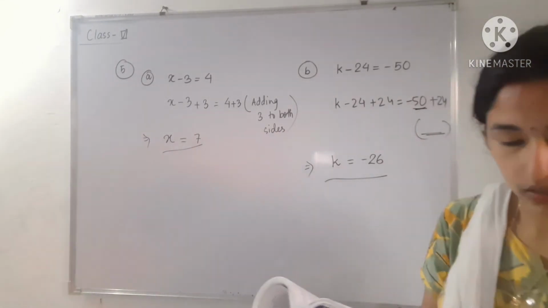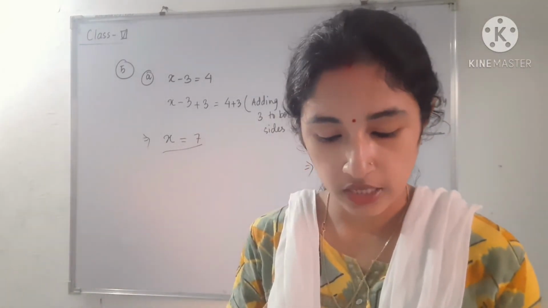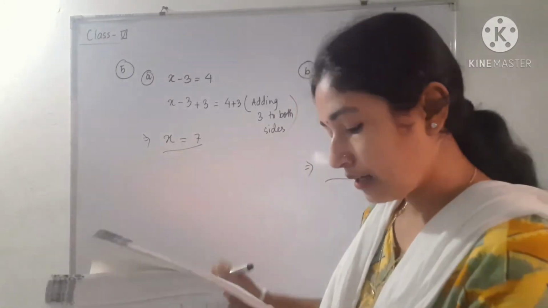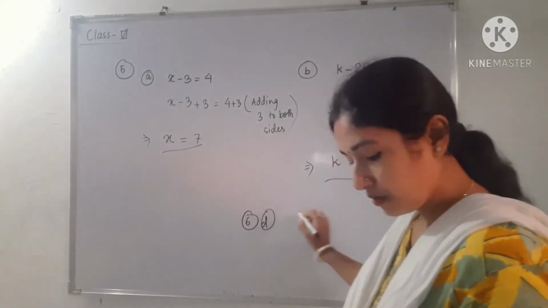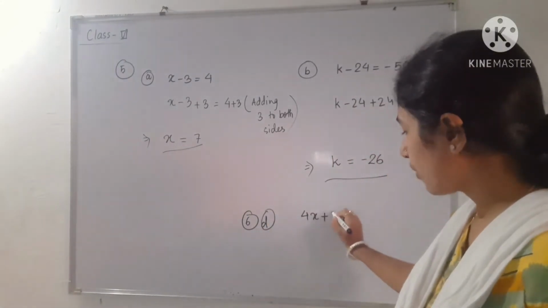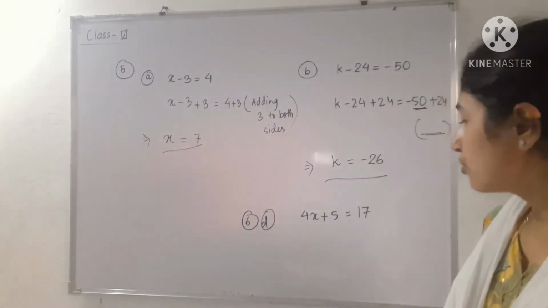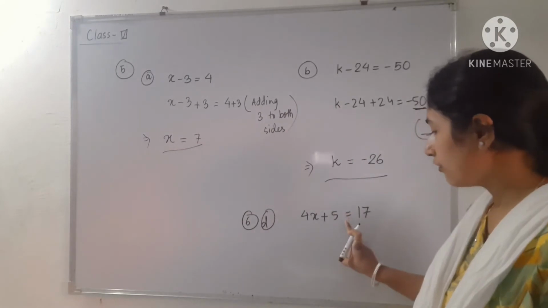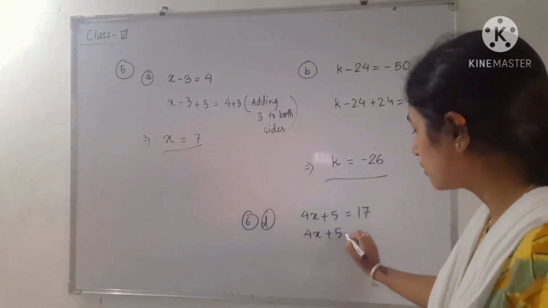So students, the next question, question number 6, is also the same. I am doing just one question from question number 6, and that is question number D. Here, 4x plus 5 is equal to 17. We have to find the value of x. So see, for finding the value of x, first of all you have to remove 5. So for removing 5, we have to subtract 5 from both sides.